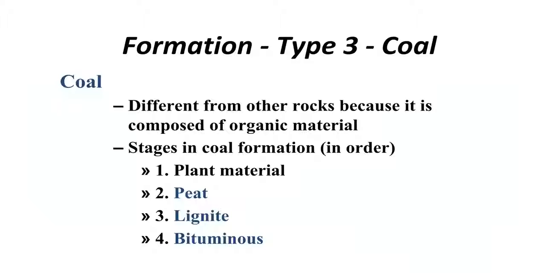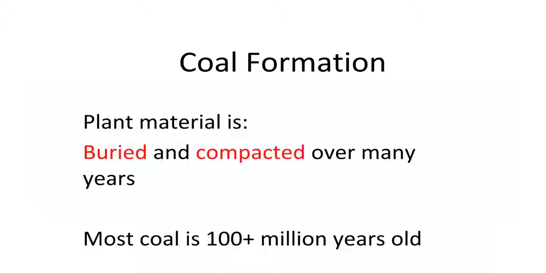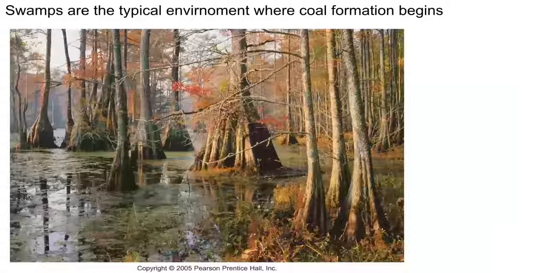Coal starts off as just plant material, and you can see the four stages of coal formation here. But what we should focus on is that it starts off as plant material and that it's buried and compacted for many years. Many is probably an understatement. Eventually that plant material is turned into the rock coal. The coal that's mined currently is over 100 million years old. Most of it's over 200 million years old.